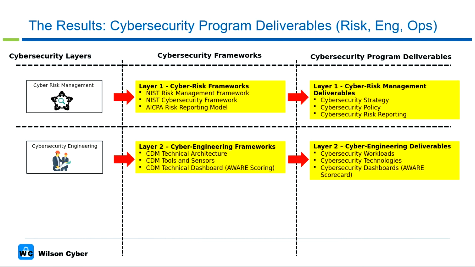So the deliverables for risk, engineering, and operations: we can now list the deliverables for risk, which was last week's lecture, cybersecurity strategy, policy, and risk reporting. We can now list the deliverables for engineering, workloads, technologies, and dashboards. And next week, we'll be able to list the deliverables for operations. So we have frameworks that map to deliverables, which is really key.